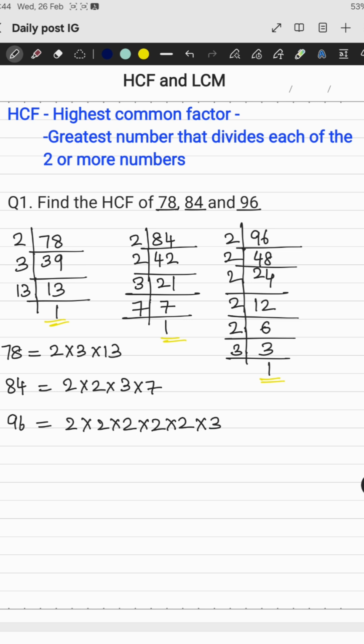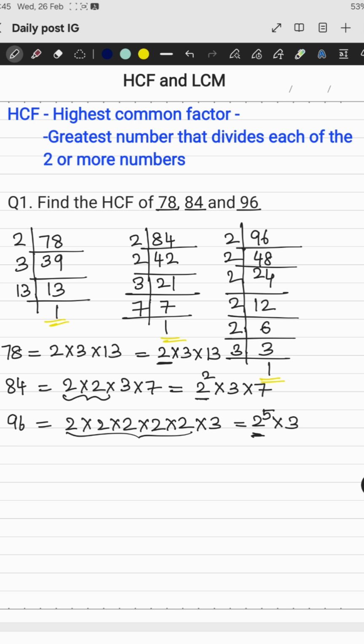Now what you do is write it in the form of exponents. 78 is 2 into 3 into 13. Here you will have 2 squared, that is 2 times 2, so 84 is 2 squared into 3 into 7. And here it is 5 times 2, so you have 2 to the power 5 into 3. One way of remembering is that you take the smallest power of the common factor. For example, 2 is a common factor in all three numbers.